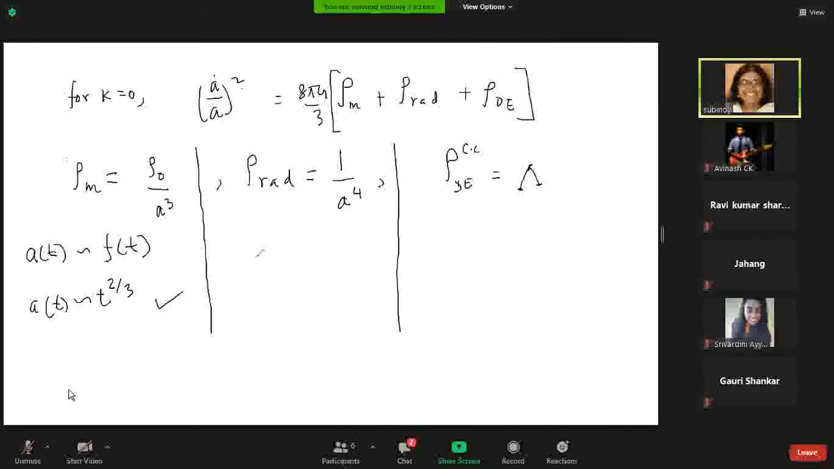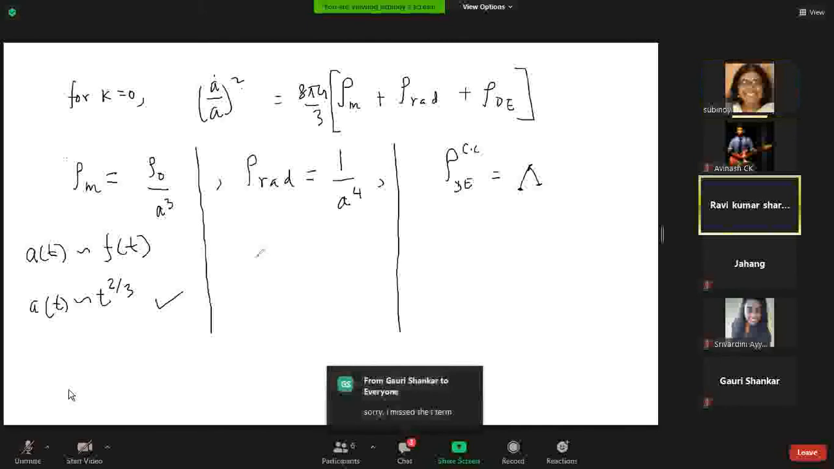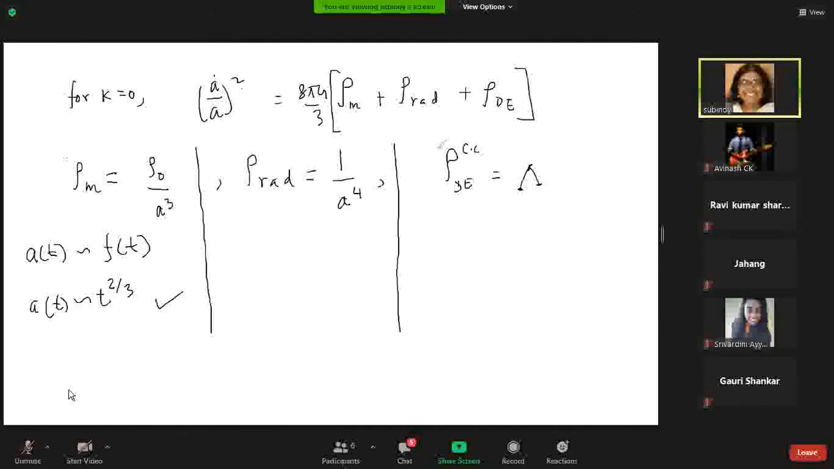Ravi, you got the answer? Yes, sir. t to the power 2 by 3. Yes. Gauri Shankar, you missed the t term because I asked you how to get a function of time. So please put rho naught by a cube. Yeah, good. Okay, t to the power 2 by 3 will be there. Good. Other people?